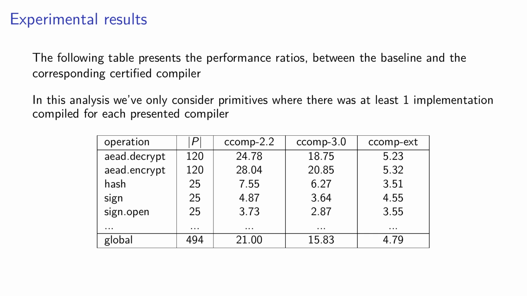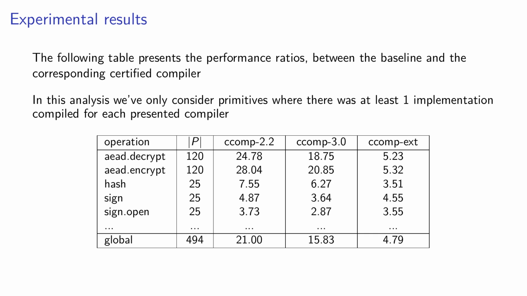We can see that the average cost of using certified compilation in cryptography can be huge. For instance, the average performance penalty for the considered primitives and for CompCert 2.2 is 21. This means that by using the standard CompCert 2.2 and in average, the code for the considered primitives performs 21 times slower when comparing to non-certified compilers.